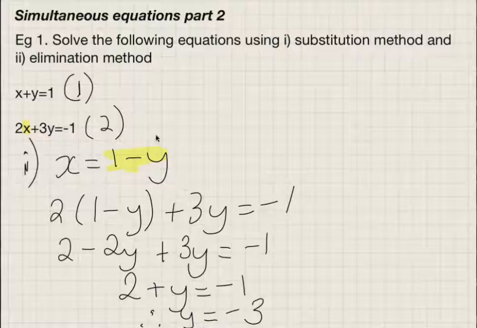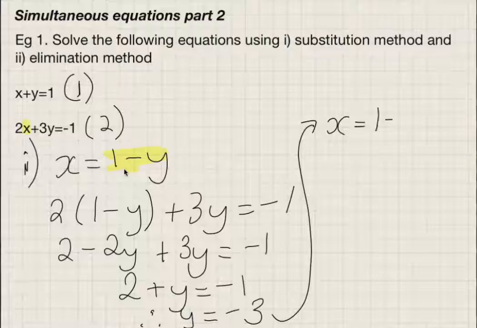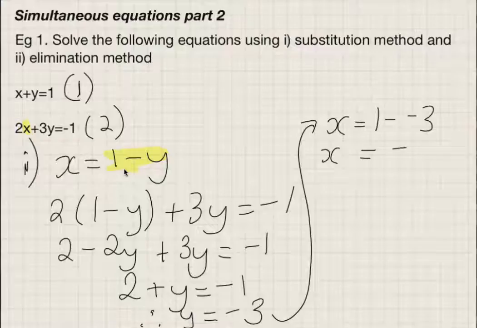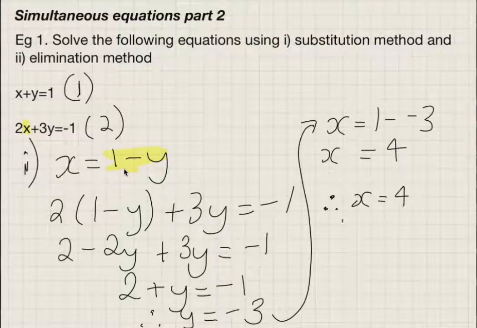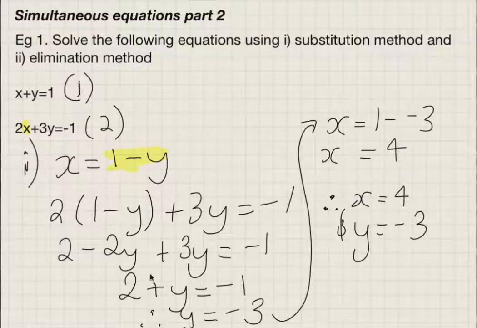And because we are doing simultaneous equations, there is a solution for x and a solution for y as well. We've got y, we need to know x, so subbing in y equals minus 3 into here. So going back up to here, we have x equals 1 minus minus 3, which becomes x equals 4. And just make sure that you're really clear, therefore x equals 4 and y equals minus 3. That's your answer there.